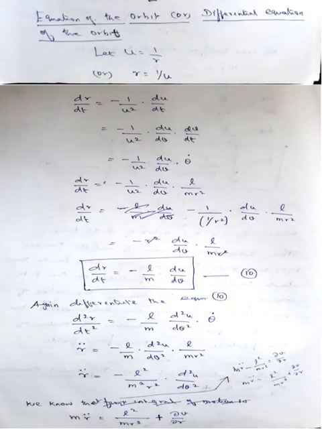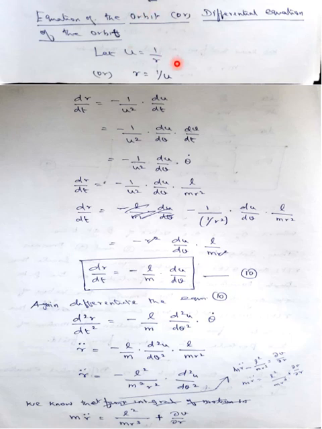Now, what will be the differential equation of the orbit, or the equation of the orbit? Let us consider u is equal to 1 by r, or r is equal to 1 by u.